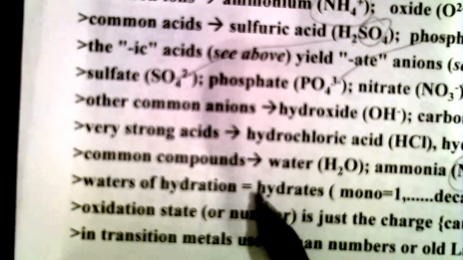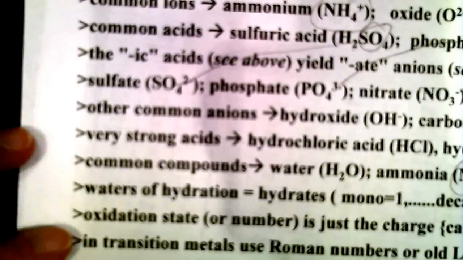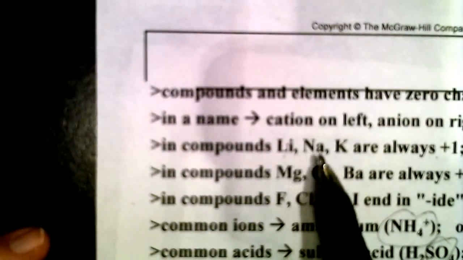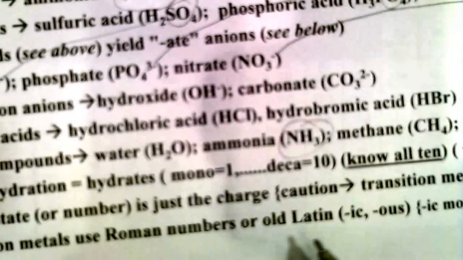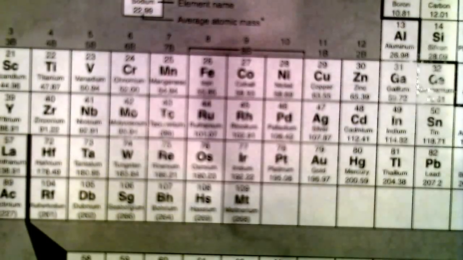That's waters of hydration. The oxidation state is just another name for the charge. So sodium, we talked about up here, has an oxidation state of +1. So don't let those words throw you. The transition metals can have many different charges. And because of the many different charges that the transition metals can have, we will designate what the charges are by using a Roman numeral.